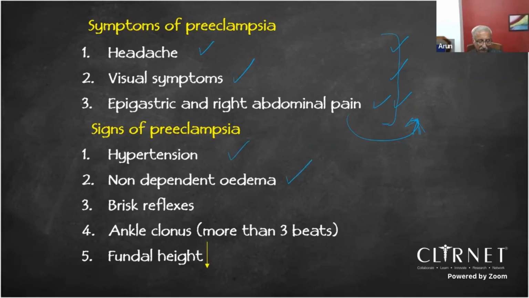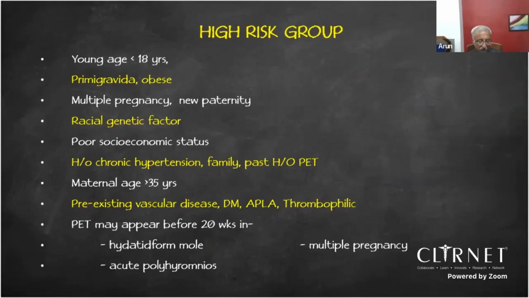Now, what are the signs? The patient can have hypertension, non-dependent edema. The patient can have brisk reflexes, ankle clonus of more than 3 beats, and fundal height may be decreased because of IUGR.